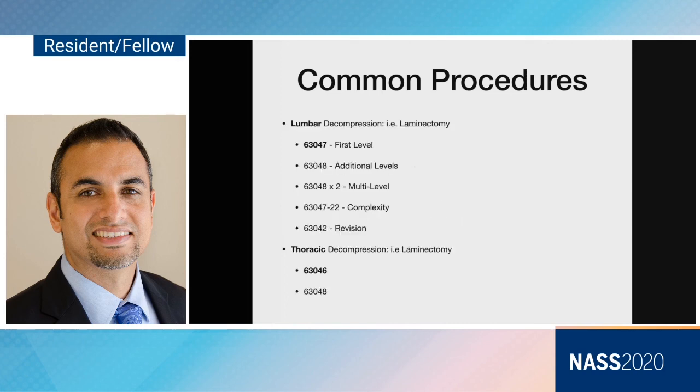It does reimburse differently. If you're doing a standard midline lumbar decompression with laminectomy, the first level is coded at 63047. Any additional level would be 63048. So for example, let's say you did an L3 to S1 decompression and you removed the L5, 4, and 3 lamina. L5 lamina would be 63047. The additional 2 levels, as you see there, would be 63048 times 2.